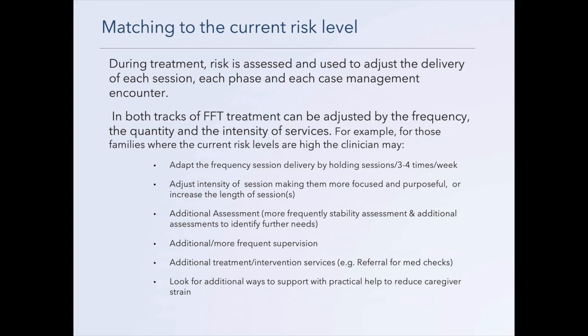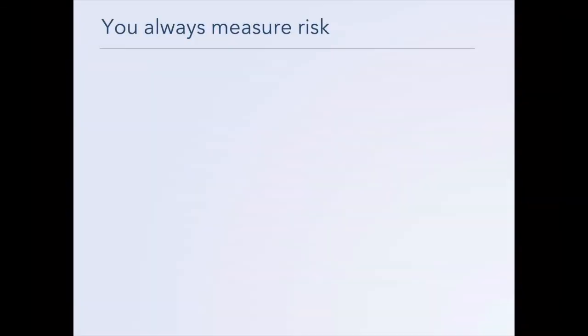You may ask for and get more frequent supervision. Sometimes when it's a high-risk family, having a lot of eyes on the case really helps. You may add additional treatment services, for example, psychiatric care for a med check, other types of specialized treatment services. And with a case that's ending, you'll most certainly refer them to continued services that are particularly designed to meet those risk areas. And you want to look for additional ways to support with practical help when those risk areas are basic needs.